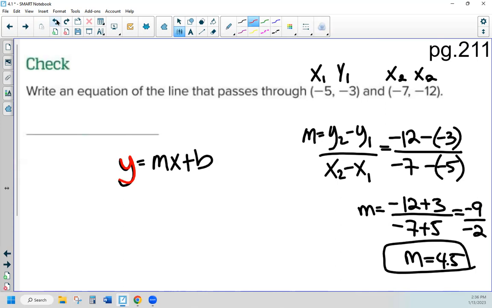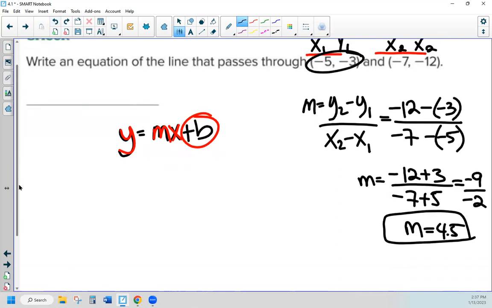Now we have y's and x's to work with. We have a slope to work with. The only thing that we're missing right now is b. So let's go ahead and do that. Once again, choose any point that you want. I always like working with easier numbers. 5 and 3 seem a lot easier than 7 and 12. My brain tells me that the math will seem easier with those numbers. So I'm going to write negative 3 as my y. My slope is 4.5 multiplied by x, which in this case is negative 5.